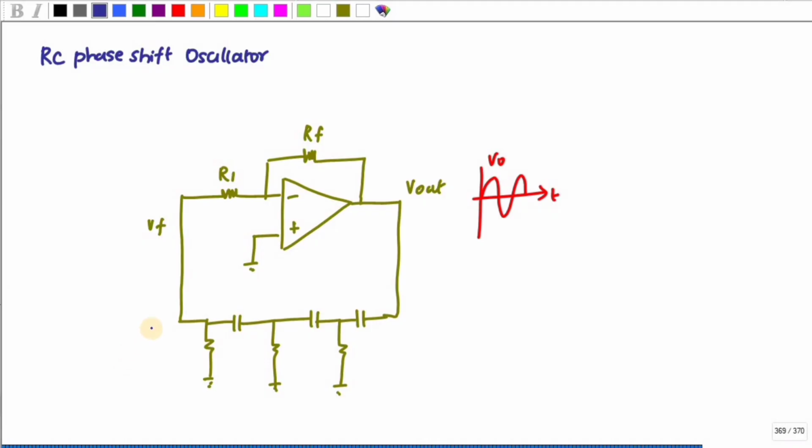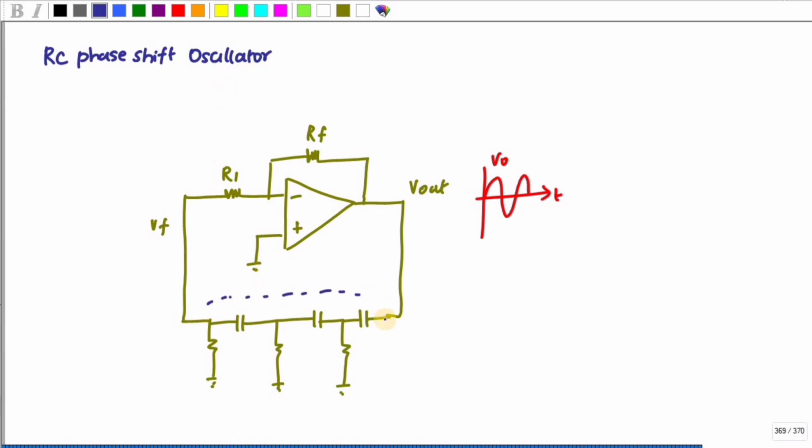In this video, we are going to discuss the phase shift oscillator. In the feedback network, we are using R and C, so let me write this as CR. So it is a 3 RC network. Each network will provide a 60-degree phase shift. Totally, it is providing a 180-degree phase shift.